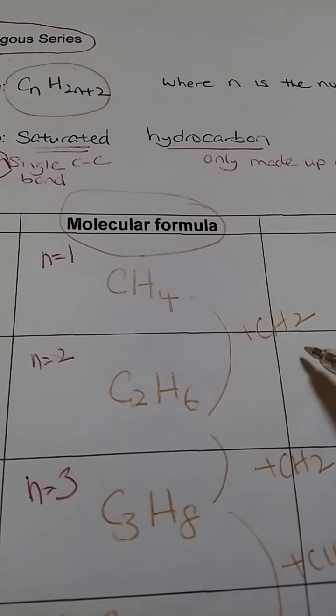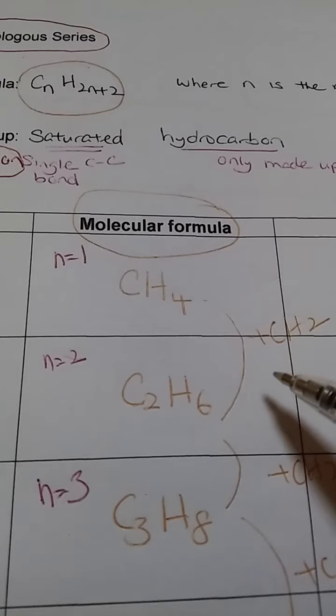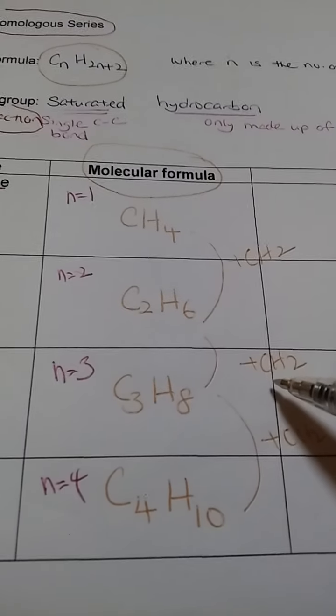And you can also see a pattern. If they are members of the same homologous series, there will be a difference of CH2. The difference between one member and the next in the same homologous series will be a difference of CH2.